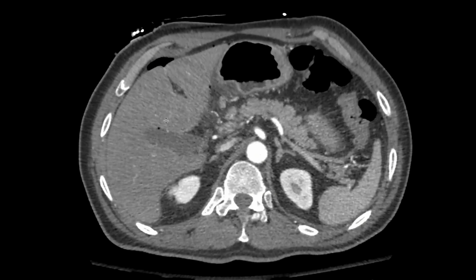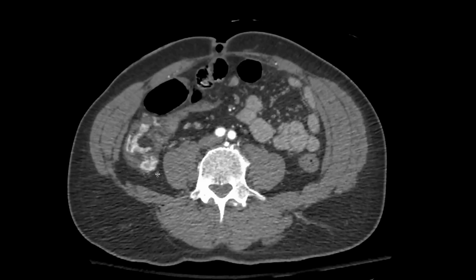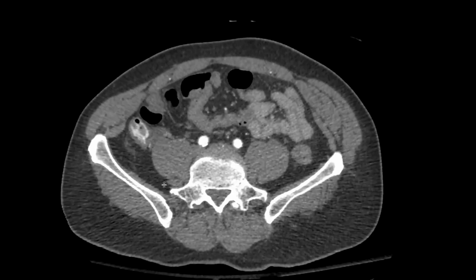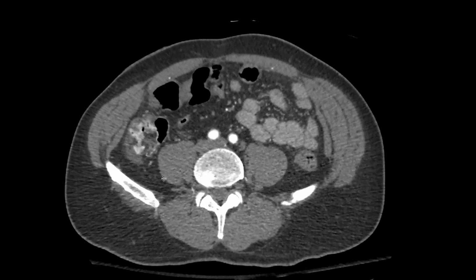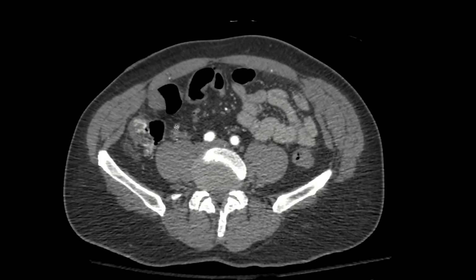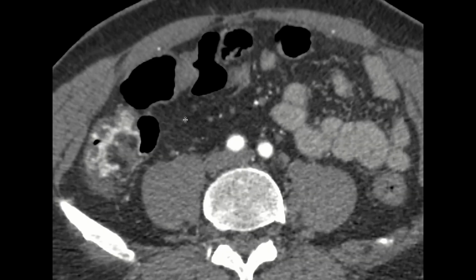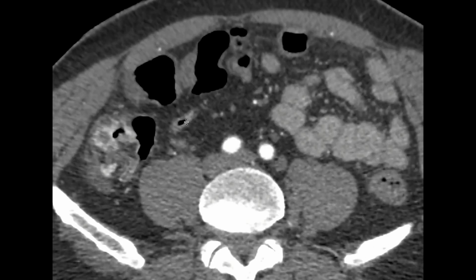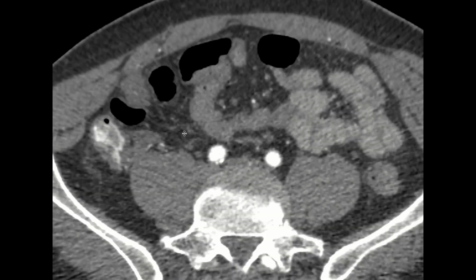Here's a CT with intravenous contrast that was performed in a patient with right lower quadrant pain. And so when you think about right lower quadrant pain, the first thing you think about is appendicitis. And in this case here, here's the appendix right here. The appendix has some gas within it, looks pretty normal in thickness. There's no real stranding surrounding the appendix here.